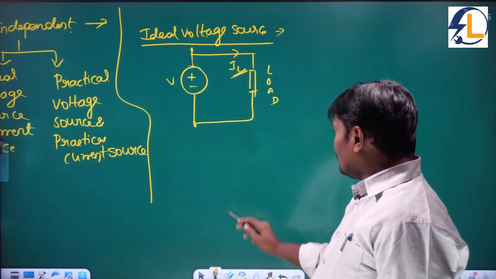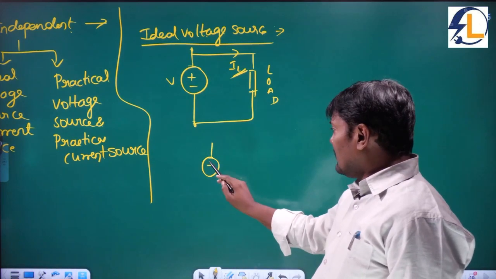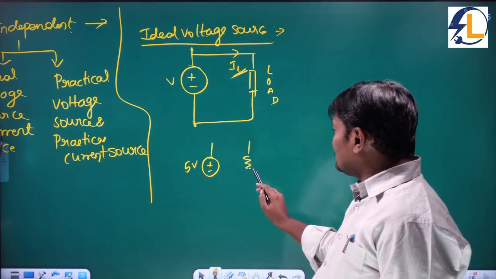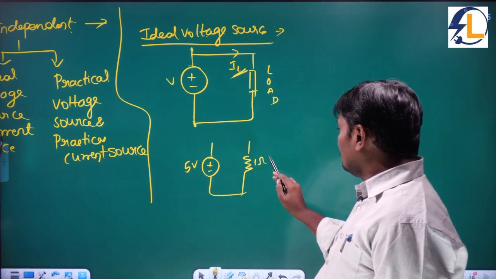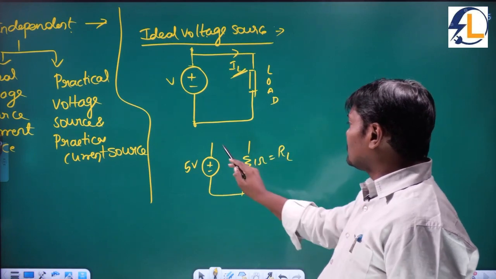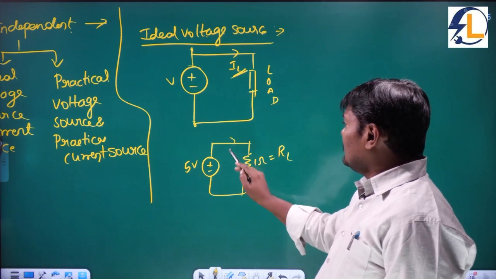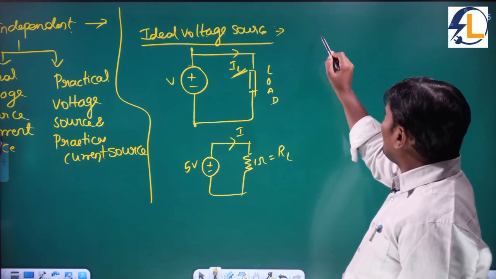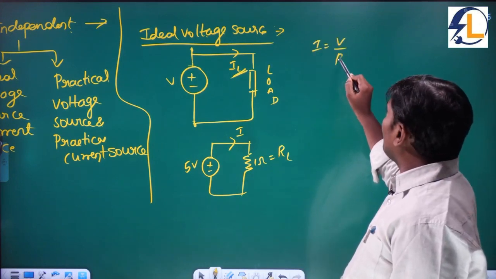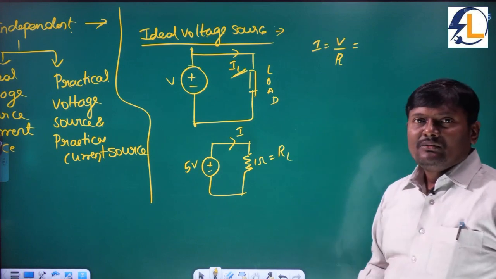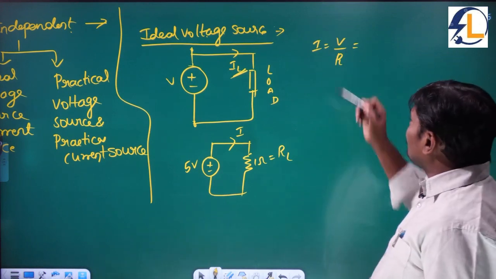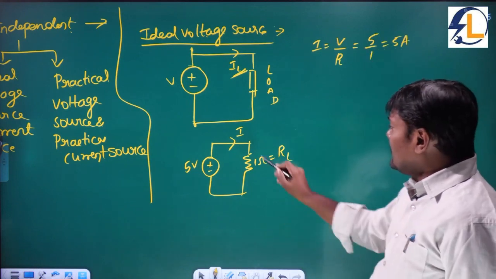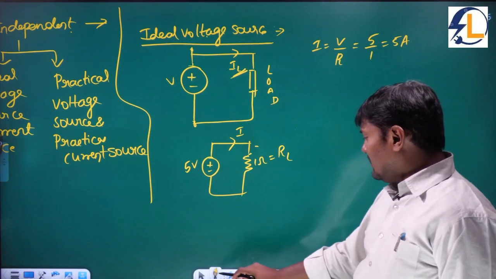Suppose I want to apply, see here, I am having 5 volts and the load resistance is 1 ohm. Load resistance is represented with R subscript L, and now what is the current which is flowing here? I is equal to V by R. This is Ohm's law. V is directly proportional to I, where I is equal to V by R. So 5 by 1 is equal to 5 amperes. The entire 5 amperes is flowing through the load.